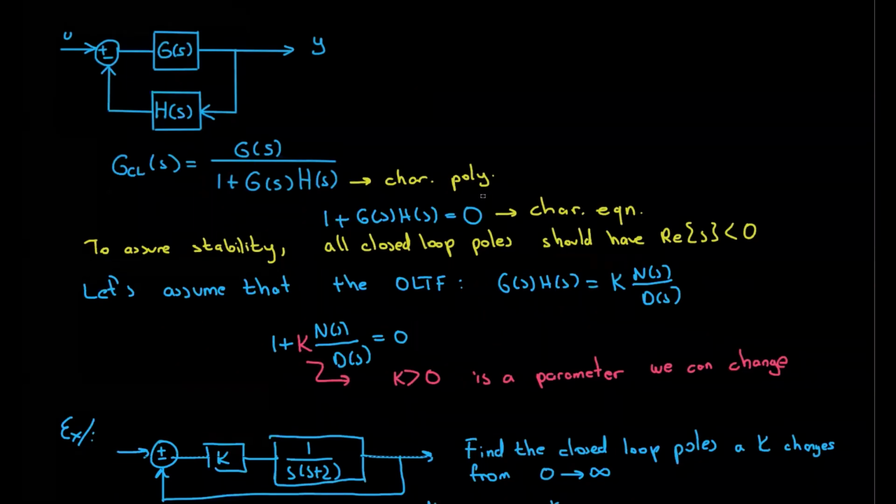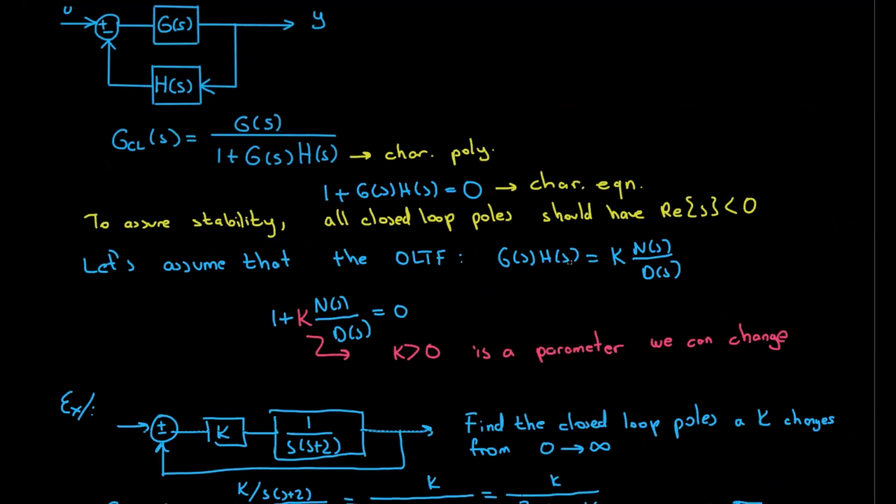At a certain stage, we said that, assume our open loop transfer function is given as K times N(s) over D(s). There's a parameter K, which is a free parameter that I can change, let's say from 0 to infinity. What I would like to inspect is what happens to the closed loop pole positions as I change K from 0 to infinity.